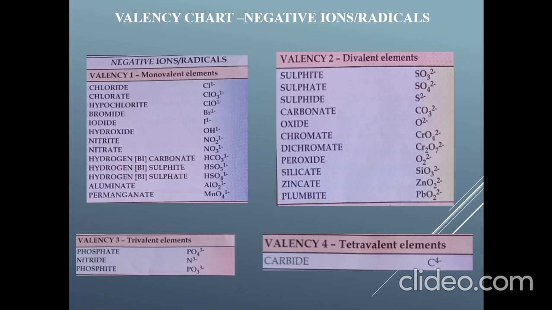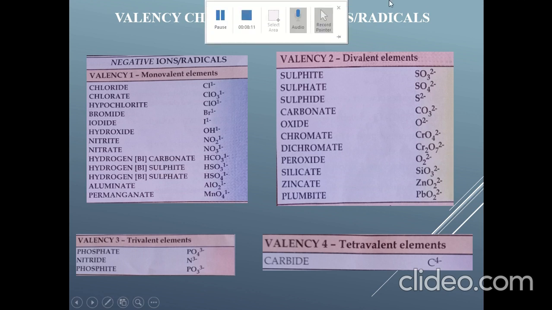Now valency 3, that means they are trivalent in nature. Phosphate, that is PO4³⁻, nitride N³⁻, phosphite PO3³⁻. All of them have valency 3, so they are trivalent in nature. Now tetravalent, that means valency 4. Carbide has valency 4, that is, it is tetravalent in nature. So this was all about the negative ions or radicals.